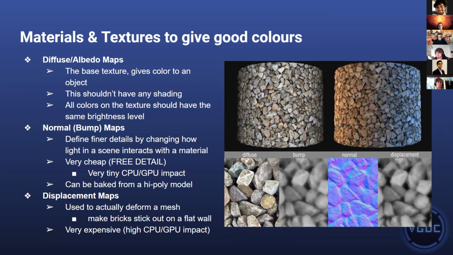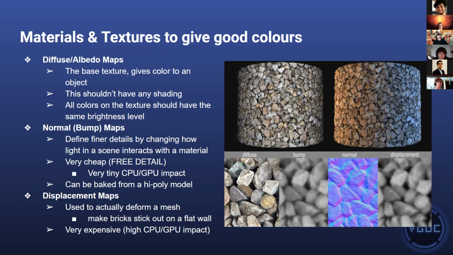So the diffuse or albedo map contains all the color for whatever you're trying to texturize. You want to make sure it doesn't have any shading and that all the colors are at the same brightness level, because lighting is handled by the game engine. So whatever texture you have would have to be as bright as it could possibly be.